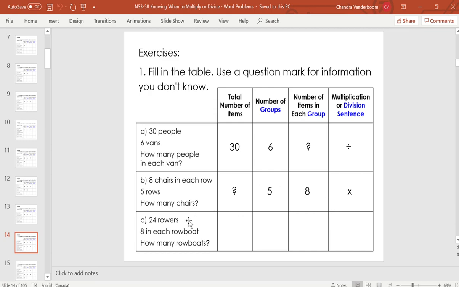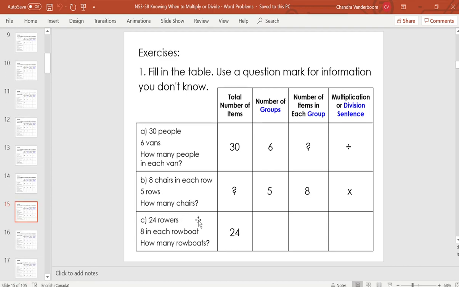Let's look at C. If we have 24 rowers with 8 in each rowboat, how many rowboats? All right, let's fill in the information we have. Do we know the total number of items? Well, we have 24 rowers, so yes, we know 24 rowers altogether. Do we know the number of groups? Well, how many rowboats? So no, we do not know. We're going to put a question mark there. Do we know the number of items in each group? Yes, we know there's 8 rowers in each rowboat.